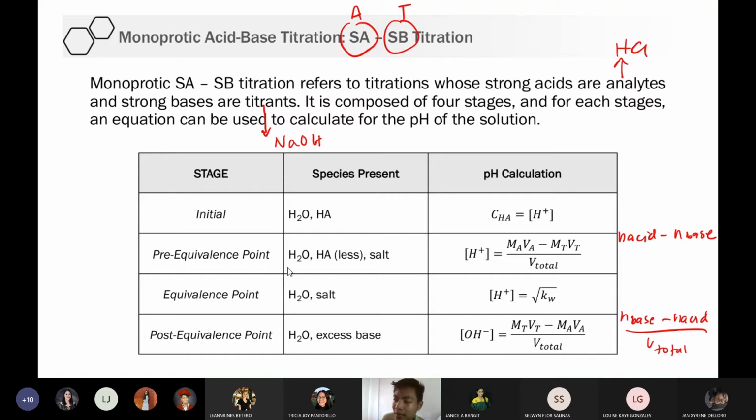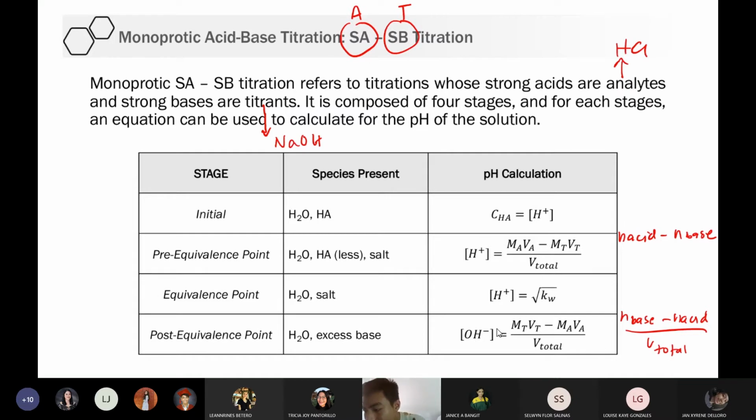Okay? So, baliktad na yung mangyayari. Sa pre-equivalence point, sobra yung acid. Kaya H plus nakuha natin. At post-equivalence point, sobra yung base. Okay? Sumobra na yung base. So, that's why to solve for the OH concentration, yung sobrang OH, that is mole base added minus mole of acid divided by V total. Okay? So ano yung mole ng base? That is MTVT eh. Kasi base yung titrant natin, di ba? What is the mole of acid? MAVA. Kasi yun yung analyte natin. Divided by the volume total.